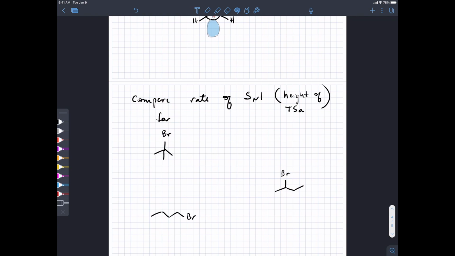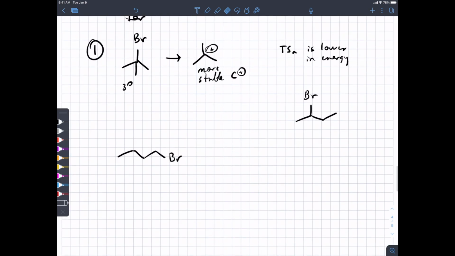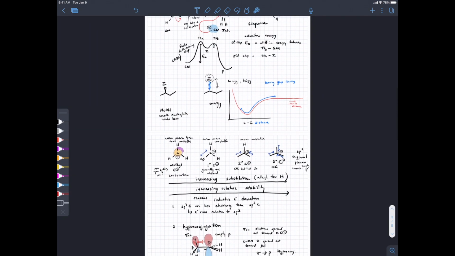Would it be the first one, because with all those other carbon groups right next to it, it'd be nice and relatively stable compared to the other one? Right. The rate of Sn1 would be fastest for the tertiary alkyl halide because its intermediate is the more stable carbocation. Okay, so that means that transition state A is lower in energy than it would be for the other. Good. And again, we're connecting the stability of the carbocationic intermediate with how high up in energy the transition state is.